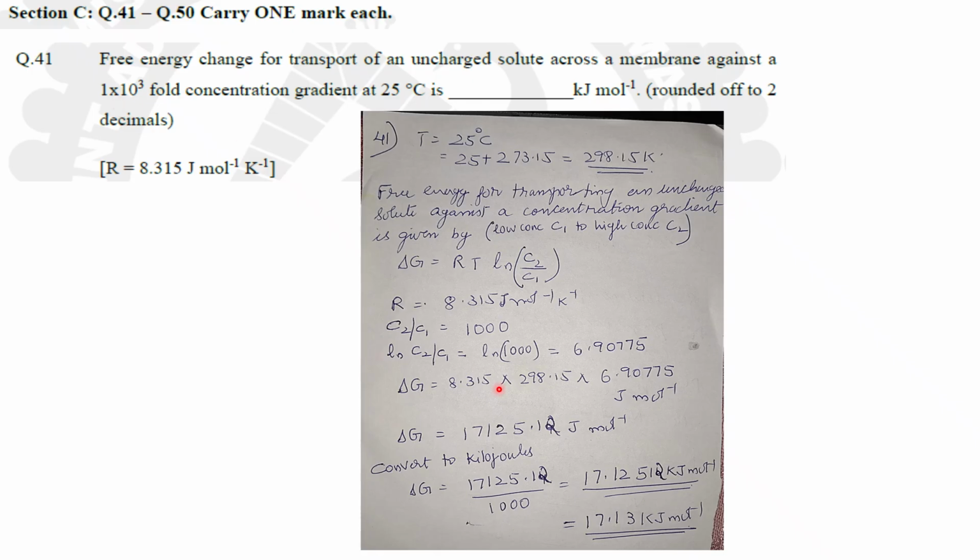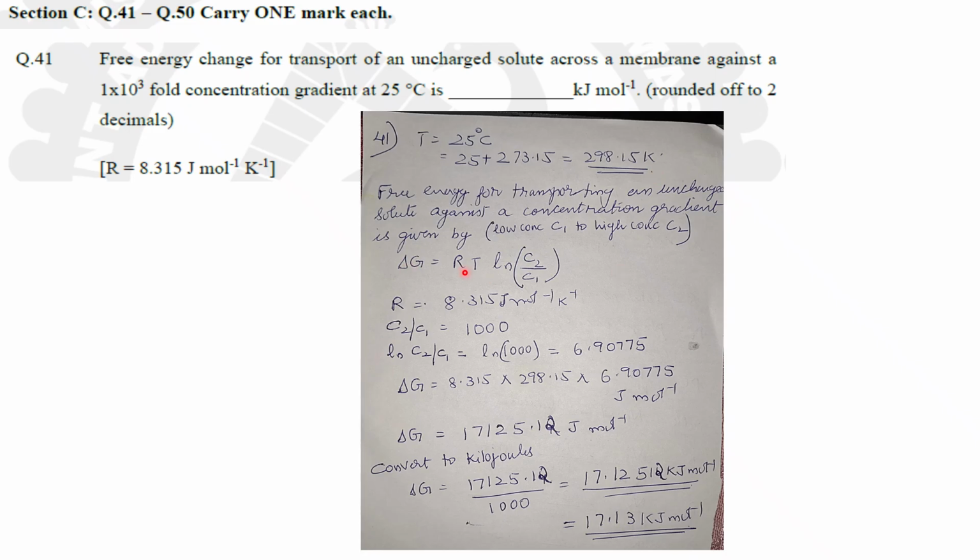10 raised to 3, it is 1000. I have written as 1000. Okay, so free energy for transporting an uncharged solute against a concentration gradient, it is given by delta G is equal to RT ln C2 by C1. We have to convert this 25 degrees to Kelvin. See here R value is in Kelvin. So here convert by adding 273, you get 298.15 Kelvin.